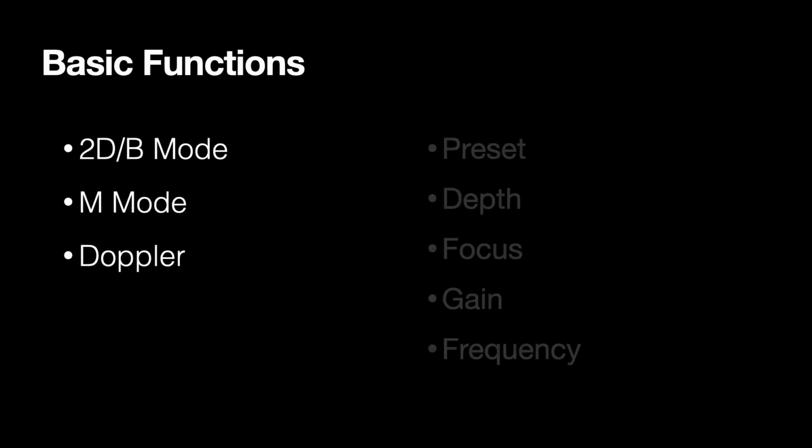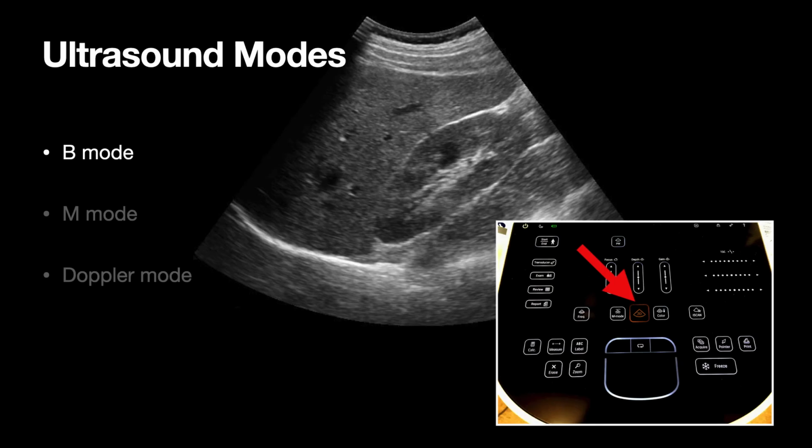When we talk about the machine itself, there's 3 basic functions that we need to know. Those are 2D or B mode, M mode, and Doppler mode. Right? So B mode is going to be the general scanning mode. If we hit the middle button, most machines are going to say B or 2D or something to that effect.